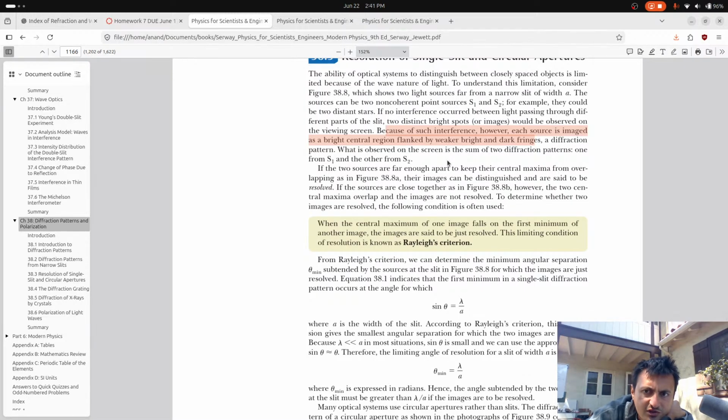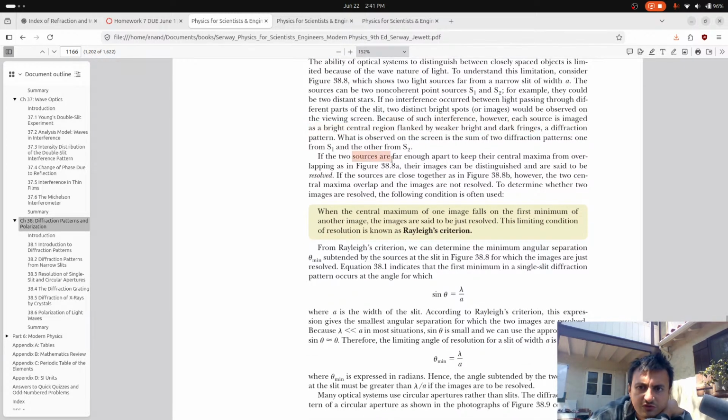What is observed on the screen is the sum of the two diffraction patterns, one from S1 and the other from S2. As the two sources are far enough apart to keep their central maxima from overlapping in part A, their images can be distinguished and are said to be resolved. If the sources are close together, however, the two central maxima overlap and the images are not resolved.